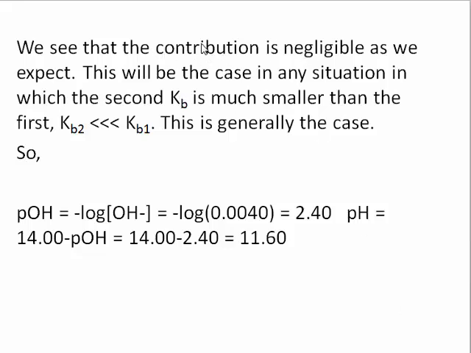Alright, so the contribution from the second base reaction of hydrogen phosphate is negligible. This is often the case when the second Kb is much smaller than the first. See the carbonate example at the beginning of this lecture. We calculate a pOH of 2.40 for this solution, and the pH then is estimated as 11.60 in this case.